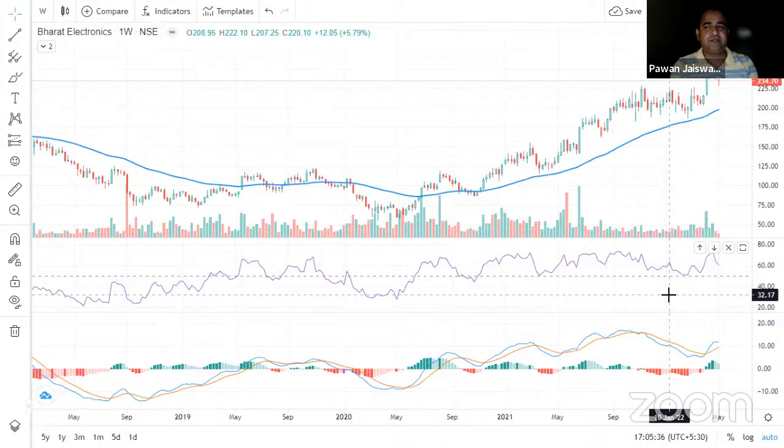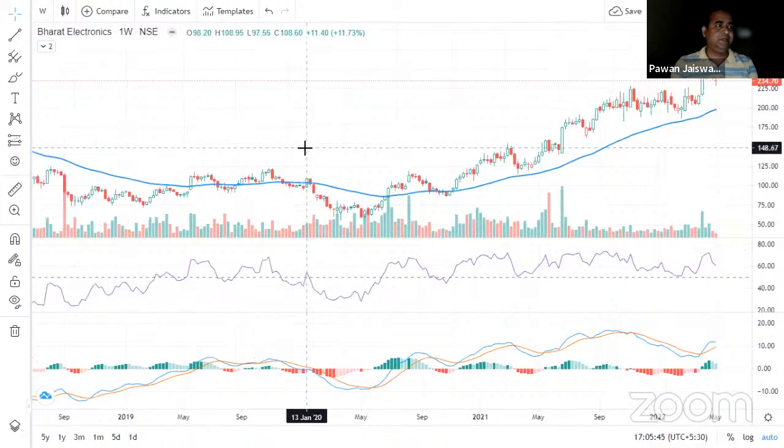But from the last two trading sessions, I can say that some short-term correction may happen, 5-6% like that in the next 1 or 2 weeks. I'm not denying that, but the overall structure is quite positive in BEL actually.